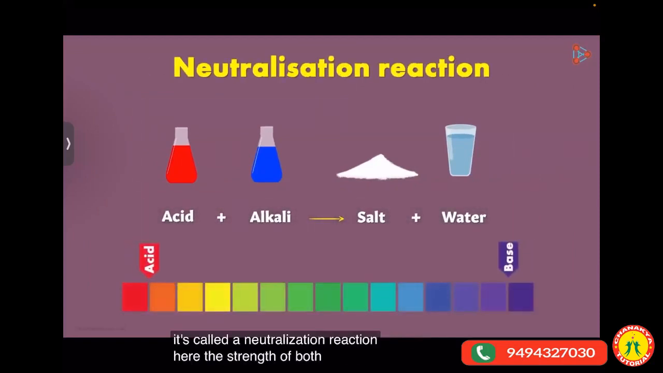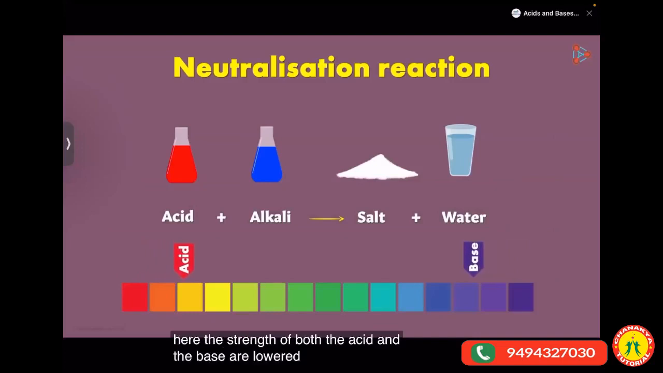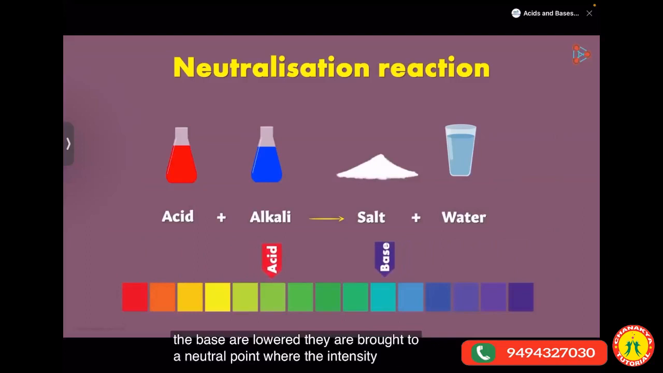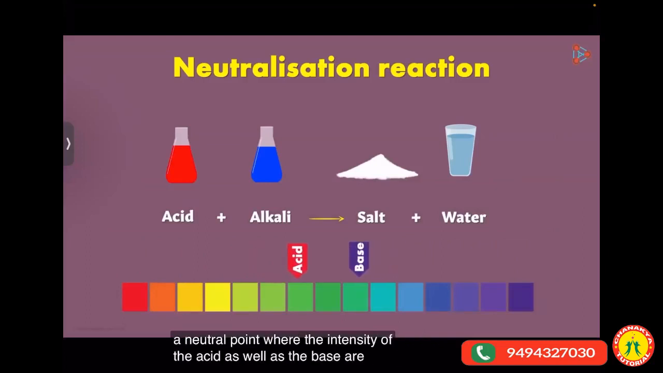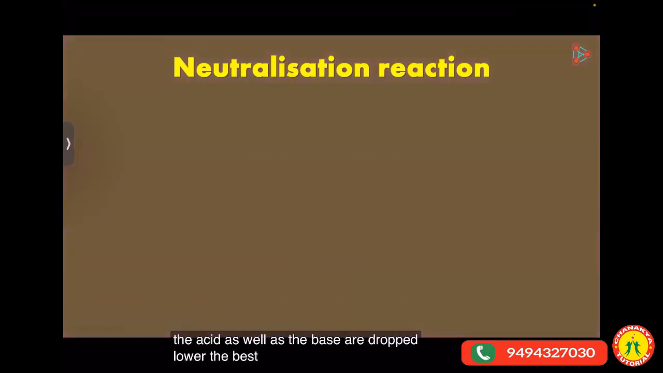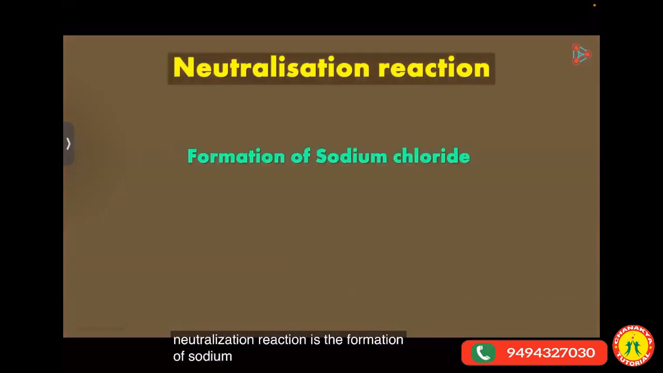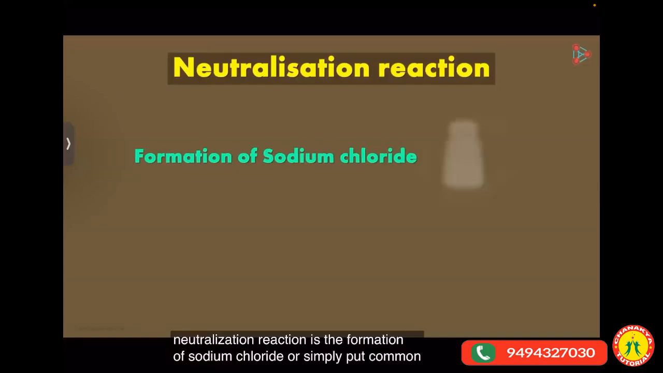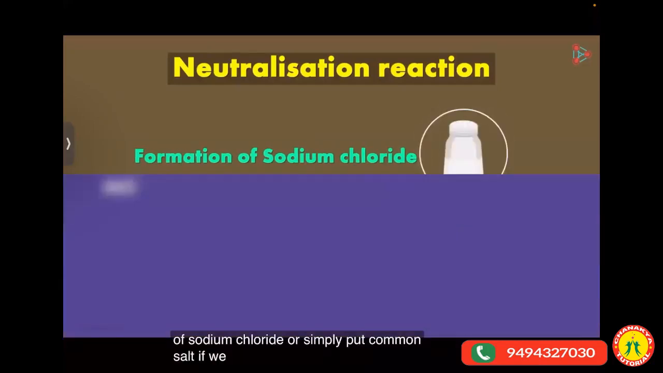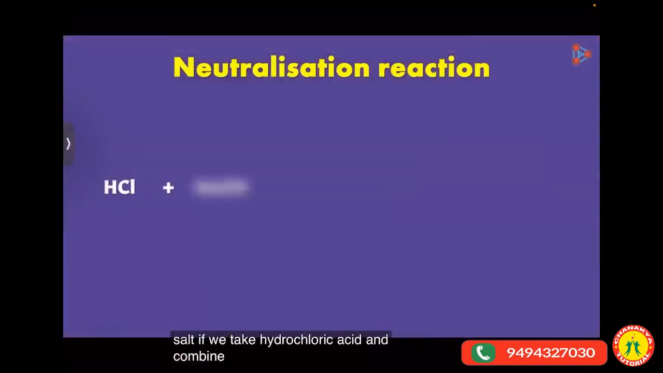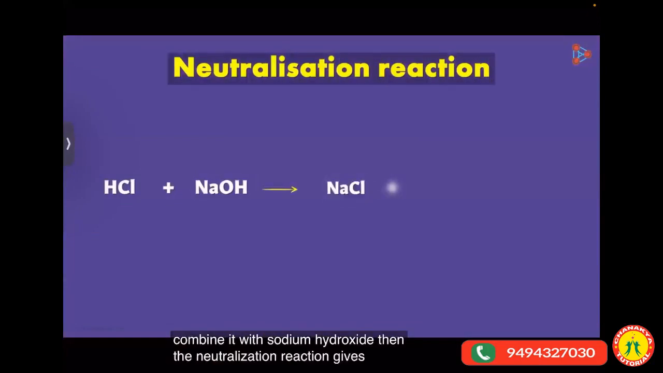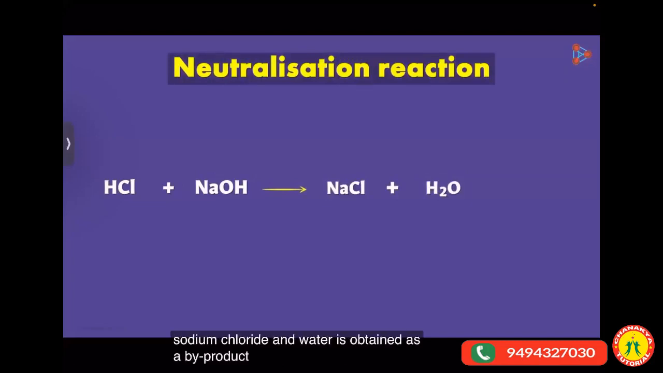Here, the strength of both the acid and the base are lowered. They are brought to a neutral point where the intensity of the acid as well as the base are dropped lower. The best example to study a neutralization reaction is the formation of sodium chloride, or simply put, common salt. If we take hydrochloric acid and combine it with sodium hydroxide, then the neutralization reaction gives us sodium chloride and water is obtained as a byproduct.